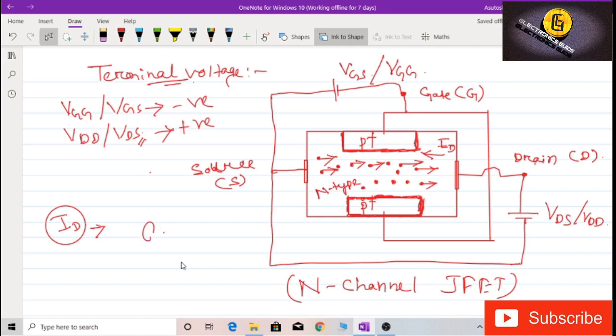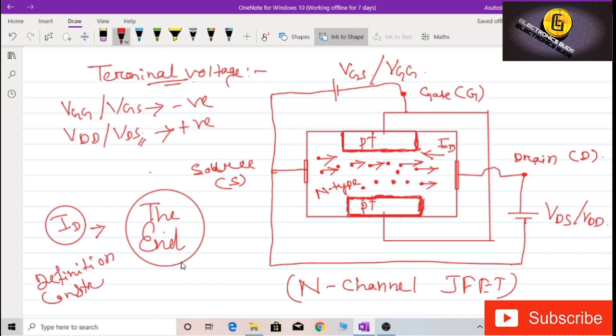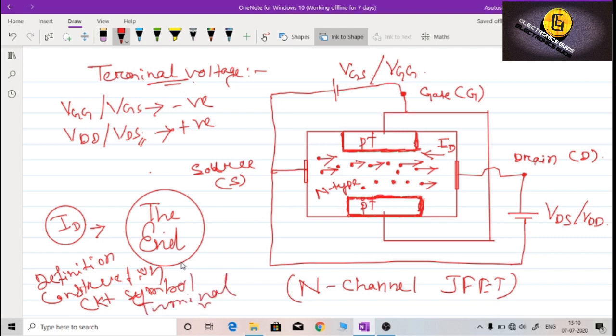This is the end of the session. In this session, we came to know the definition of JFET, then construction, then circuit symbol, then terminal voltage, and some interesting points about JFET. In the next class, we are going to study the operation of n-channel JFET. Thank you.